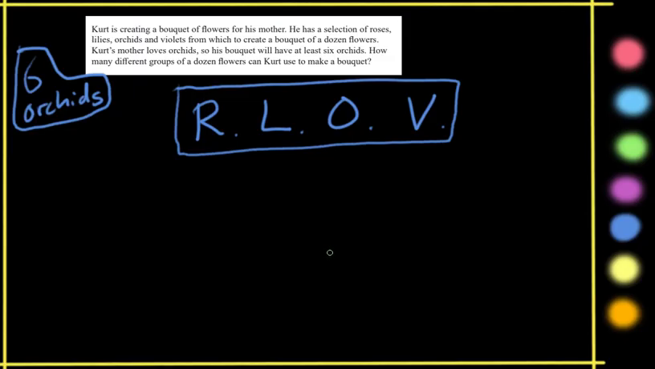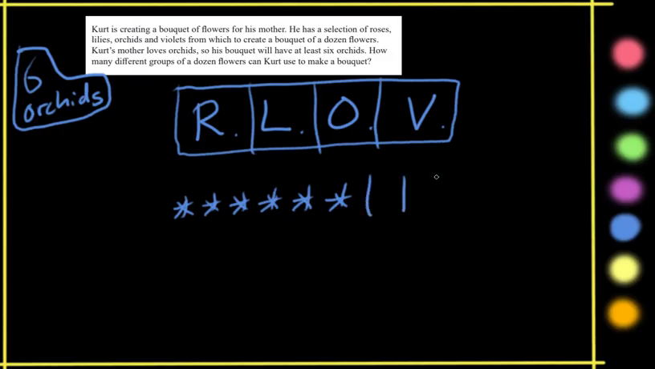So this is a little bit like the problem of distributing 7 pencils to 4 friends, right? This is distributing 6 flowers to these 4 types, right? So we can do stars and bars. We're going to have 6 stars. 1, 2, 3, 4, 5, 6. And how many bars? We need a bar for each separator between these. So we're going to have 3 bars. 1, 2, 3. And then any ordering of this is going to represent some number of roses, some number of lilies, some number of orchids, and some number of violets that add up to 6.